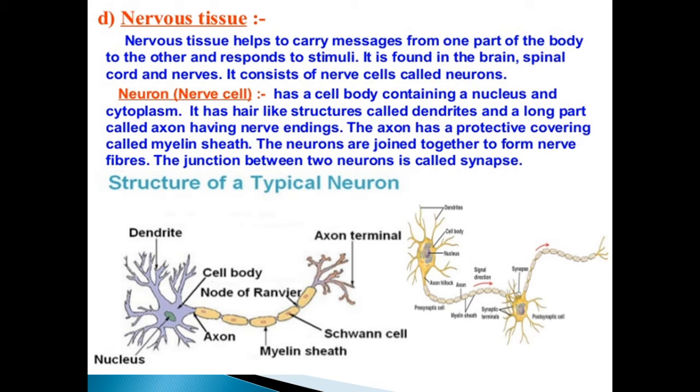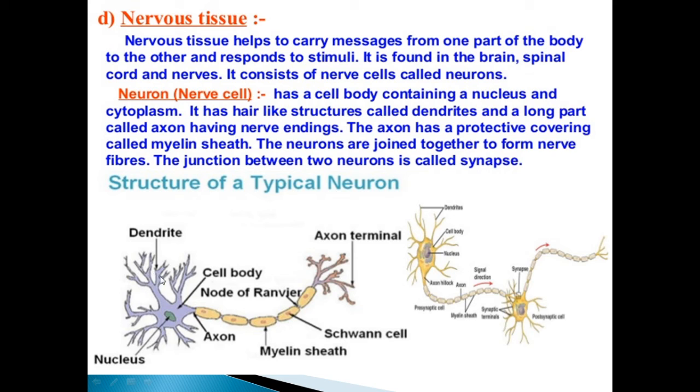Now, finally coming to the nervous tissue. Nervous tissue helps to carry messages from one part of the body to the other and responds to stimuli. It is found in the brain, spinal cord and nerves. It consists of nerve cells called neurons. The structure of a neuron has a cell body containing a nucleus and cytoplasm. This is the nucleus and cytoplasm.